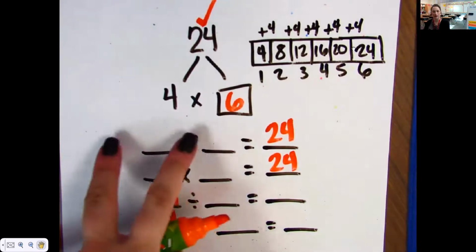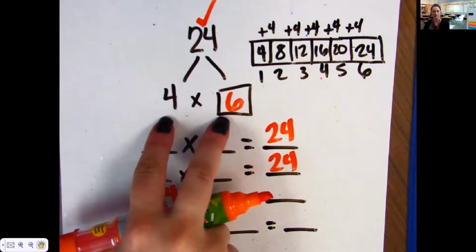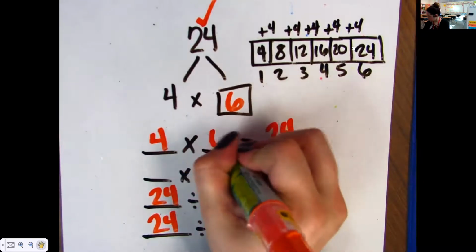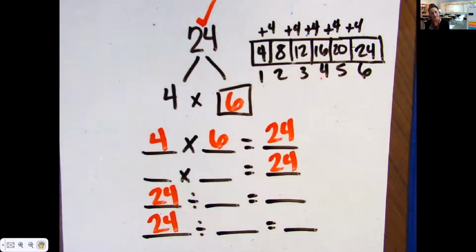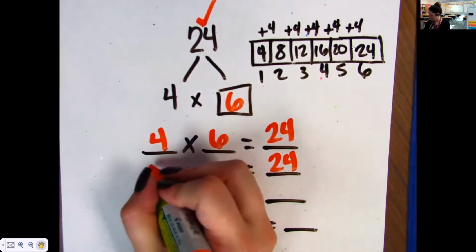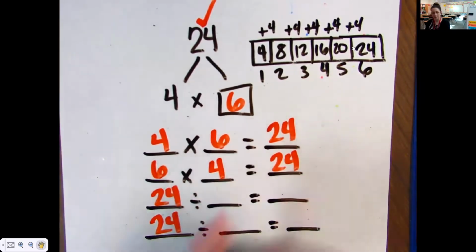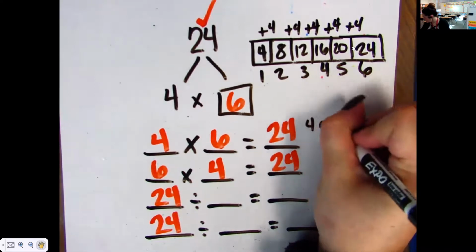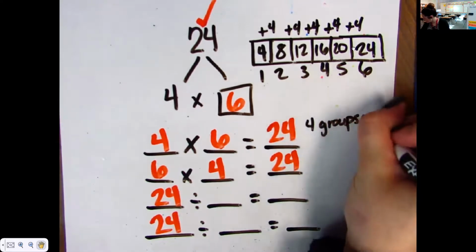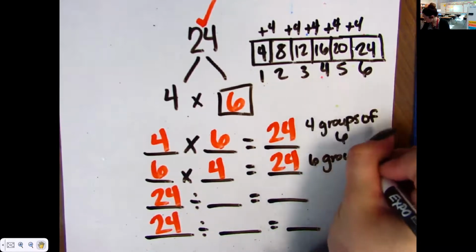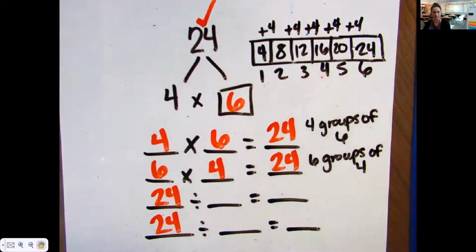Okay, well now I know 4 times 6 equals 24 because I did a strip diagram. So I'm going to put 4 times 6 equals 24. Well, on my next one, I know I need to switch it because I can't have it the same. Because if it's the same, then it's not a fact family. Because this is 4 groups of 6. This is 6 groups of 4.